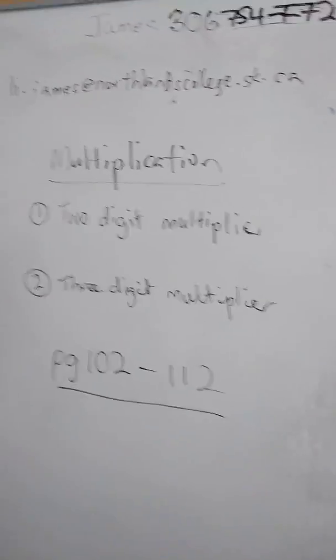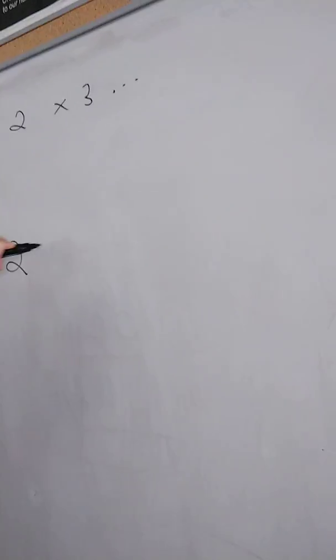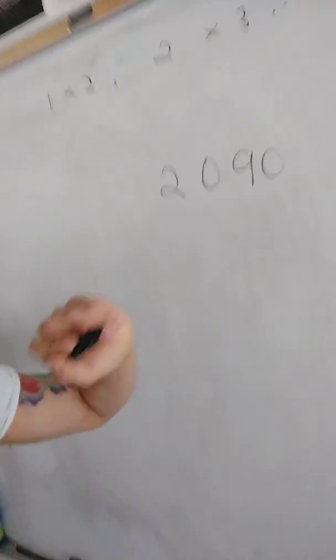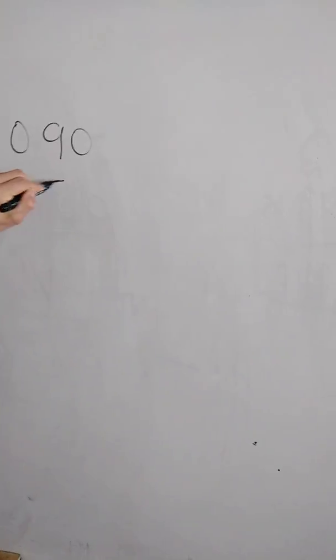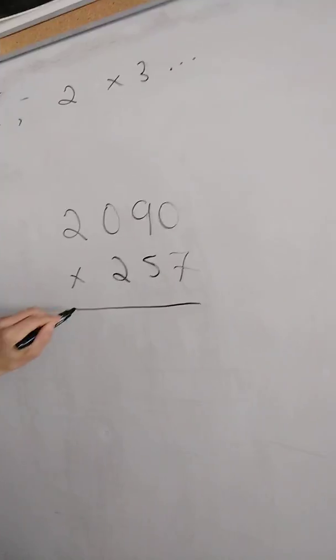Hi, now we are going to go through 3-digit multiplier. When it comes to 3-digit multiplier, it really is more or less the same as double digit. It's the same rules really, okay? Let me explain it to you and then you should be able to handle it from here on. Let's look at 2090 times 257.